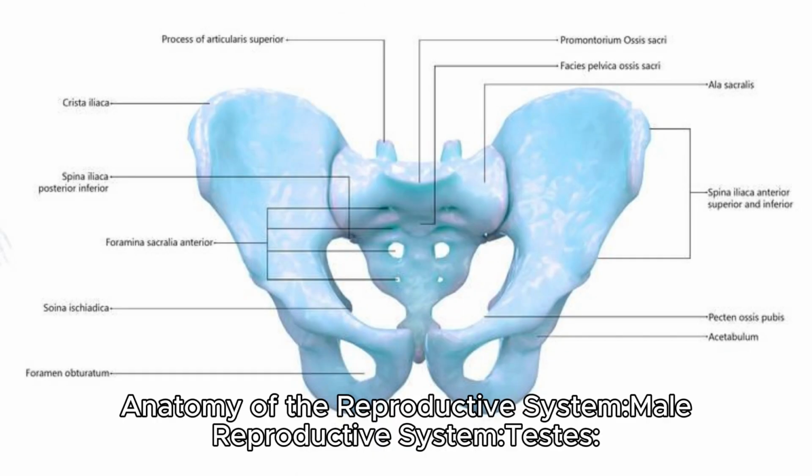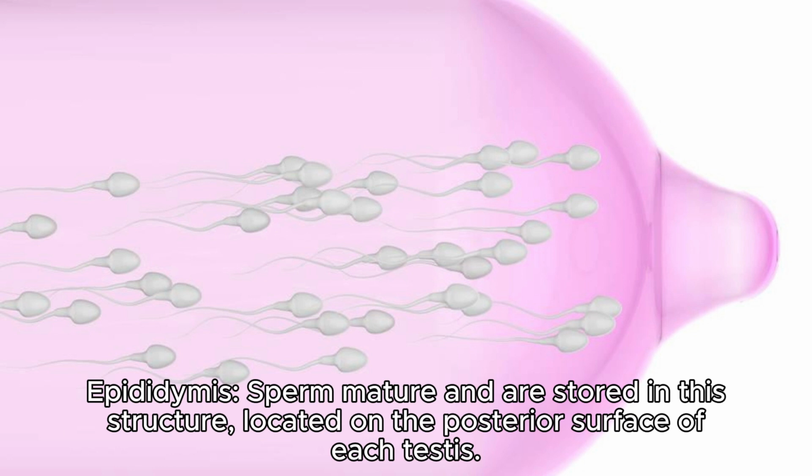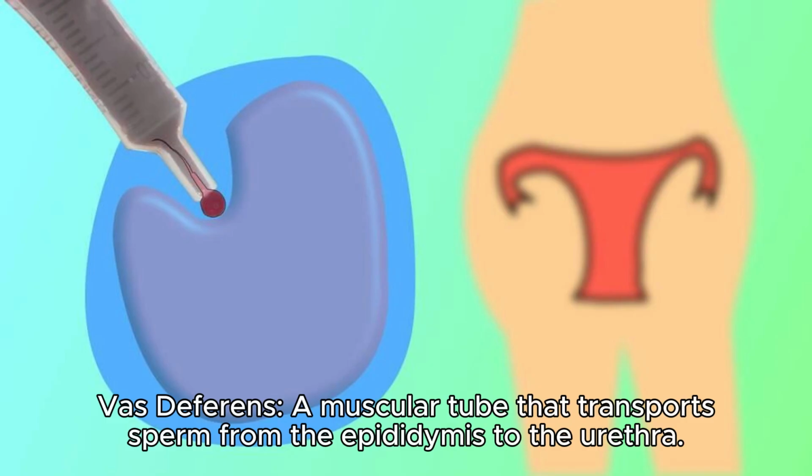Anatomy of the reproductive system: male reproductive testes. These are the primary male reproductive organs responsible for producing sperm and the hormone testosterone. Epididymis: sperm mature and are stored in this structure, located on the posterior surface of each testis. Vas deferens: a muscular tube that transports sperm from the epididymis to the urethra.